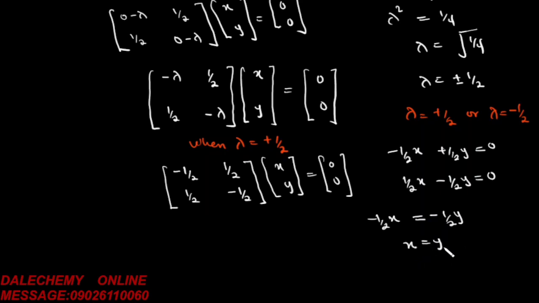From here you are going to take the coefficient of x for y and of y for x. So the coefficient of y and x is 1, 1. So definitely the answer will be (1, 1). So that is for when lambda equals 1 over 2.